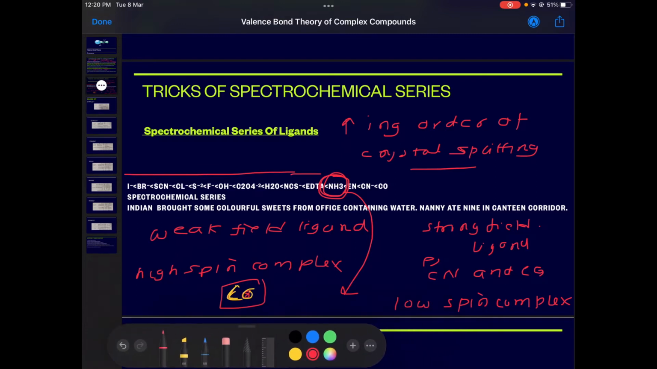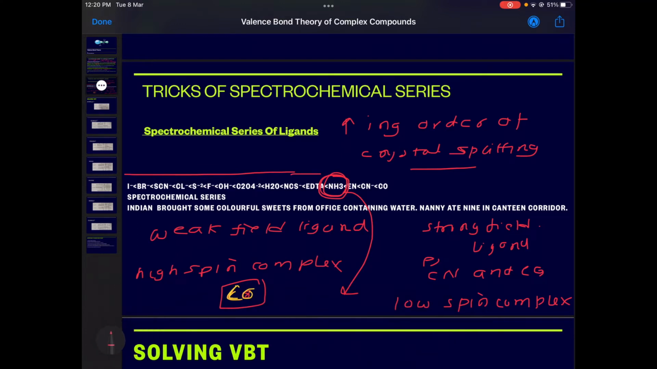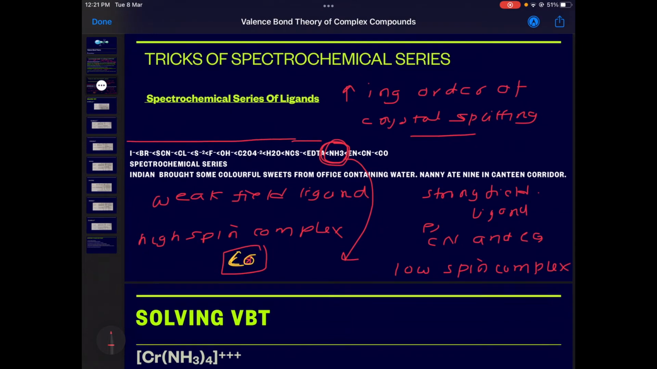So we have discussed this, and I have made a trick by which you can remember the spectrochemical series of ligands: Indian brought some colorful sweets. I for Indian, Br for brought, colorful sweets, and I have made some colorful sweets from office containing water. Nani ate 9 in canteen corridor. I have taken the first letters as abbreviations to make this trick so that it can be remembered for long.